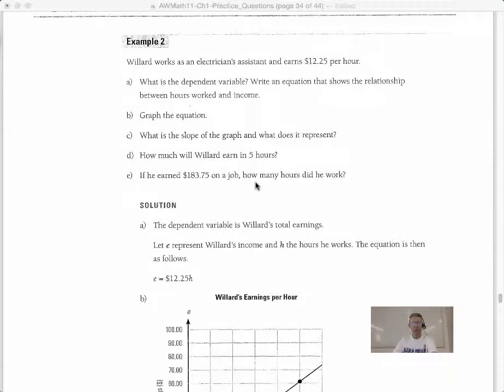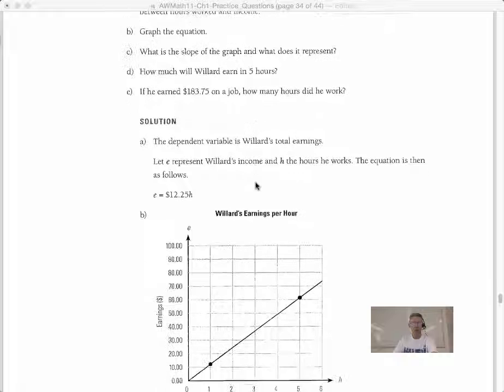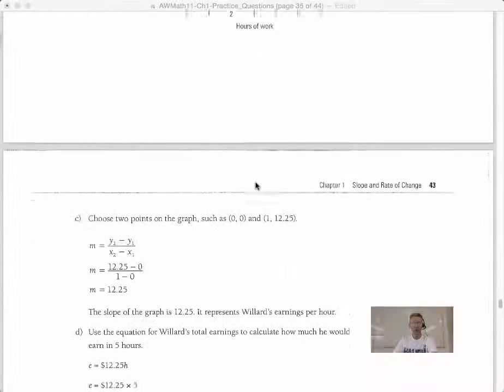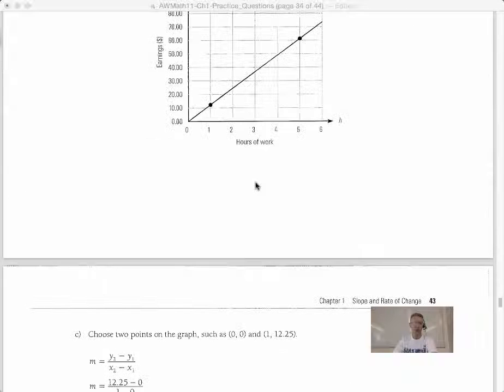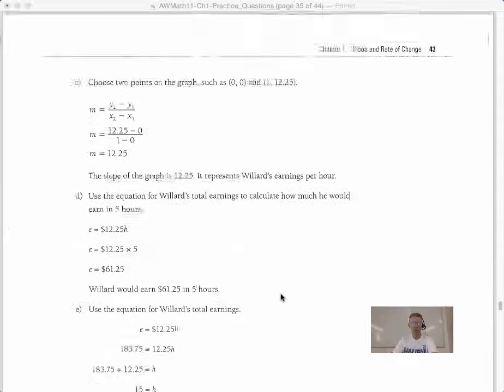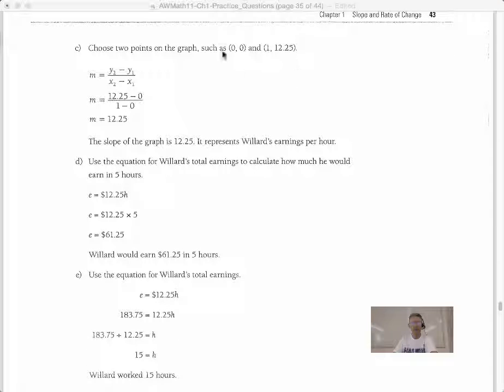And what was the second part of the question? The third part. What is a slope? What does it represent? So we can take two coordinates from the graph. We can take 0, 0, and we can take after 1 hour 1225. So we get these two coordinates here, and from that we can calculate the slope.